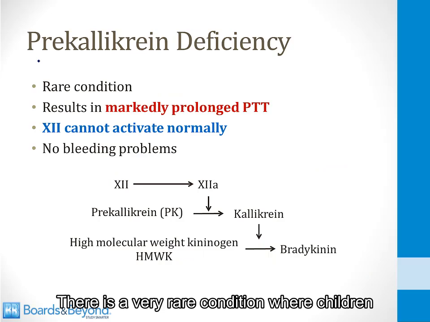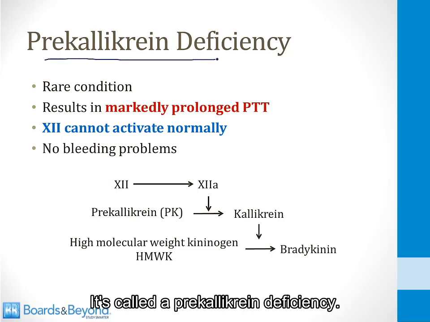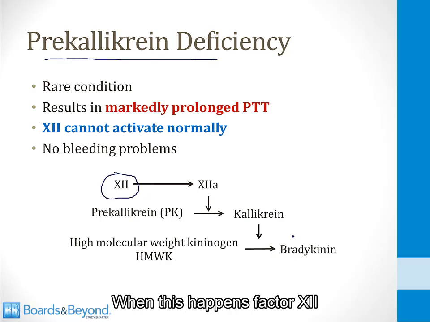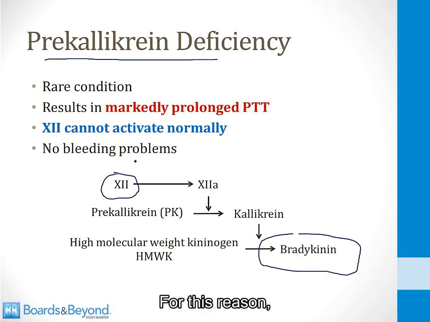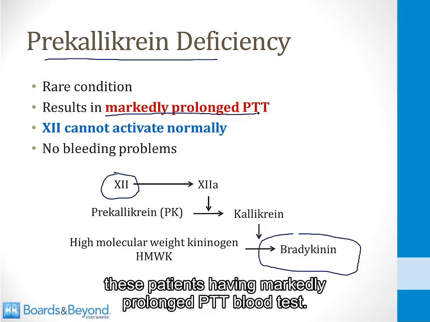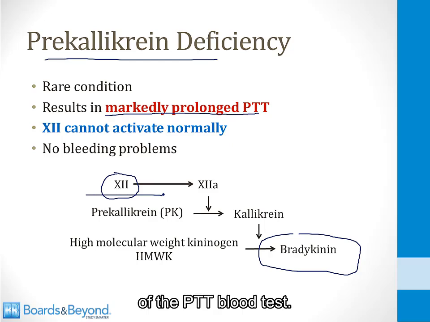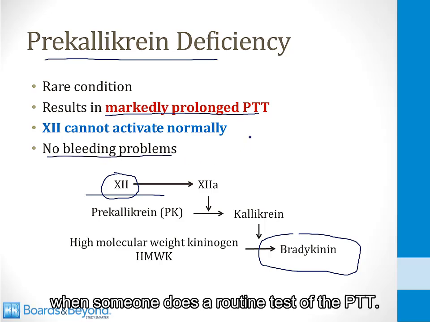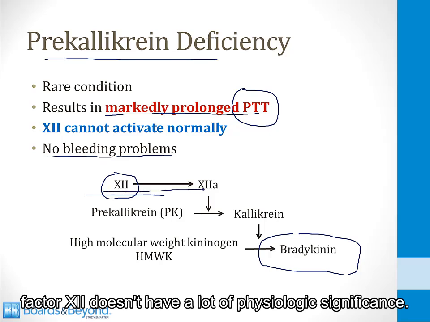There is a very rare condition where children are born with very low or absent levels of prekallikrein. It's called a prekallikrein deficiency. When this happens, factor 12 cannot normally produce bradykinin. In addition, factor 12 cannot normally activate the coagulation system. For this reason, these patients have a markedly prolonged PTT blood test, because remember, factor 12 is the basis of the PTT blood test. Interestingly, these children usually have no bleeding problems. They usually come to medical attention when someone does a routine test of the PTT. The reason they don't have bleeding problems is because, like I told you before, factor 12 doesn't have a lot of physiologic significance.